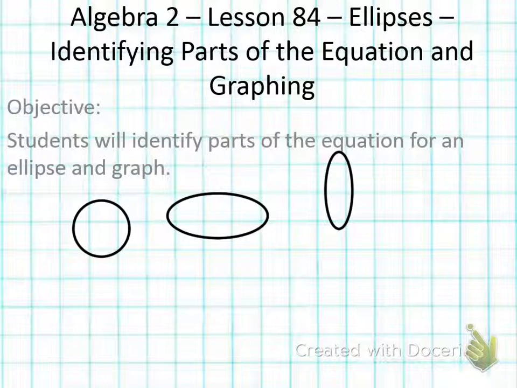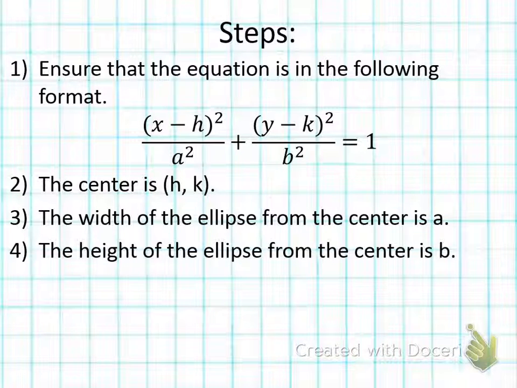Here we go. So the steps are here. Yes, these are the steps. Okay. Make sure it's in this format. This is a new format you need to memorize. Circles were a little bit different from last week, but same concept, H and K. And then today we have an A and a B. Okay? I need you all to end your conversations.